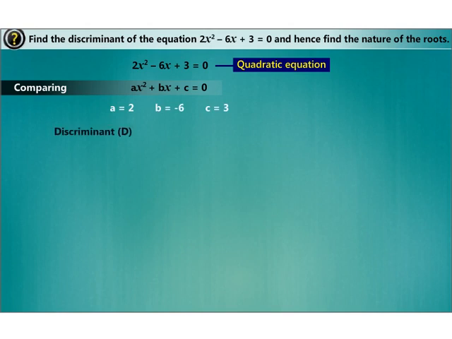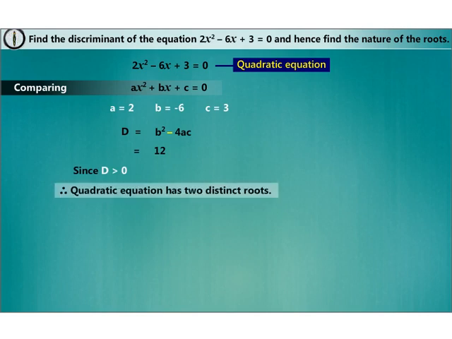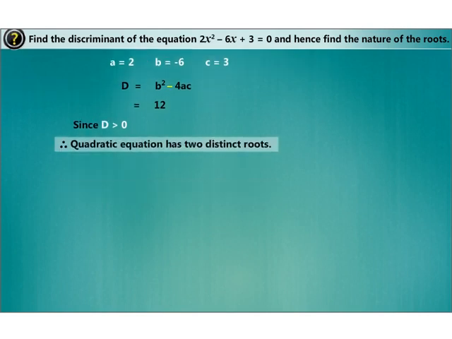We know discriminant D is equal to b square minus 4ac. Substituting the known values of a, b and c, we get D is equal to minus 6 whole square minus 4 into 2 into 3. That is equal to 36 minus 24, which is equal to 12. Since the value of D is greater than 0, the quadratic equation has two distinct roots.